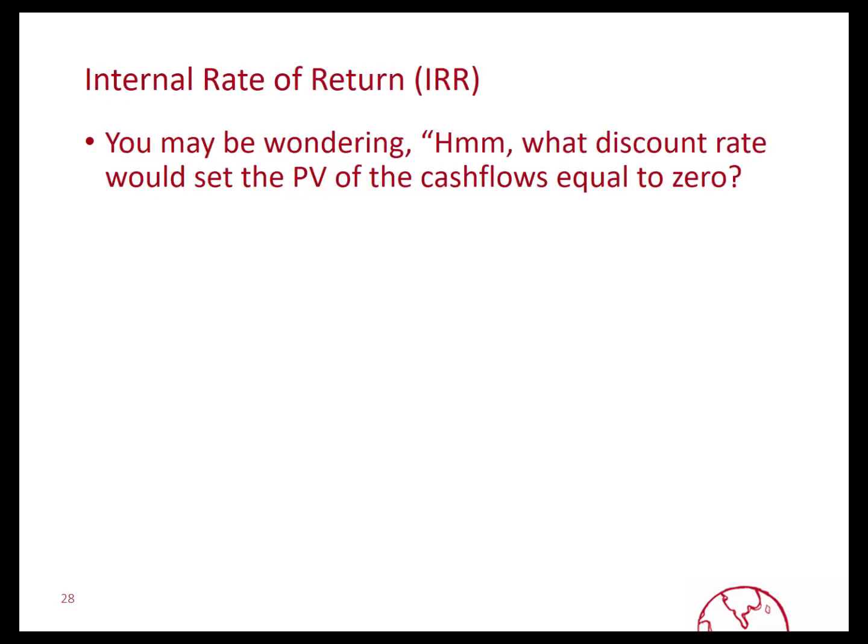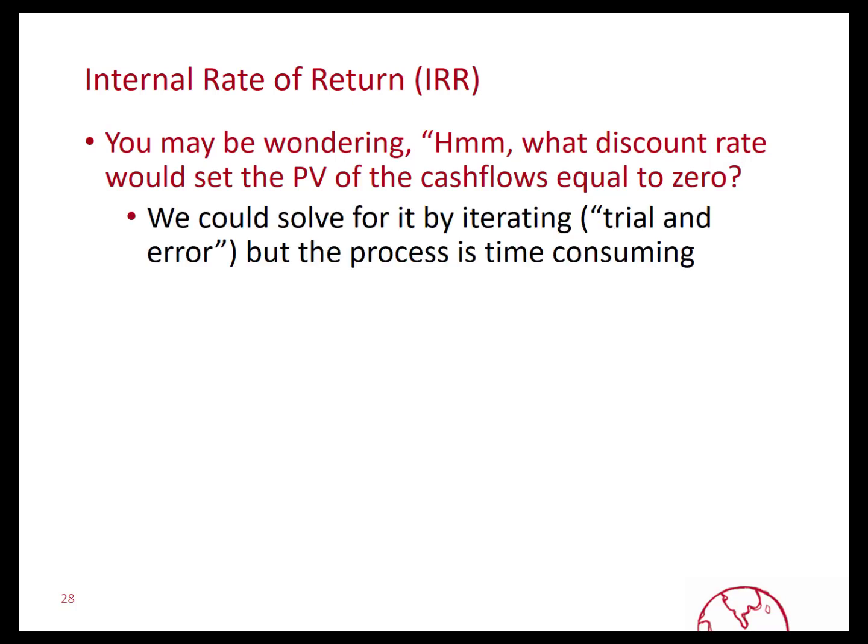So you may have heard of internal rate of return, or IRR. What discount rate would set the present value of the cash flows equal to zero is going to be IRR. How do we solve for this? Well, we're going to have to iterate using trial and error, which is a time-consuming process if you have to do it by hand. But fortunately, computers and Excel have built-in functions that can solve this for you.